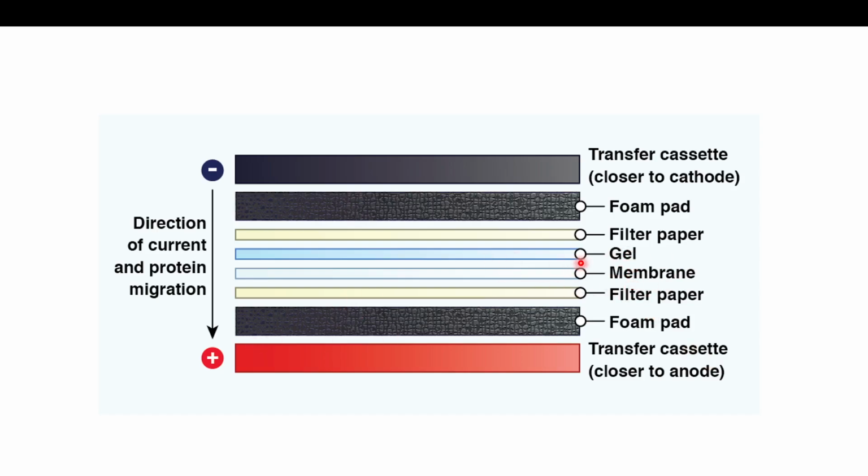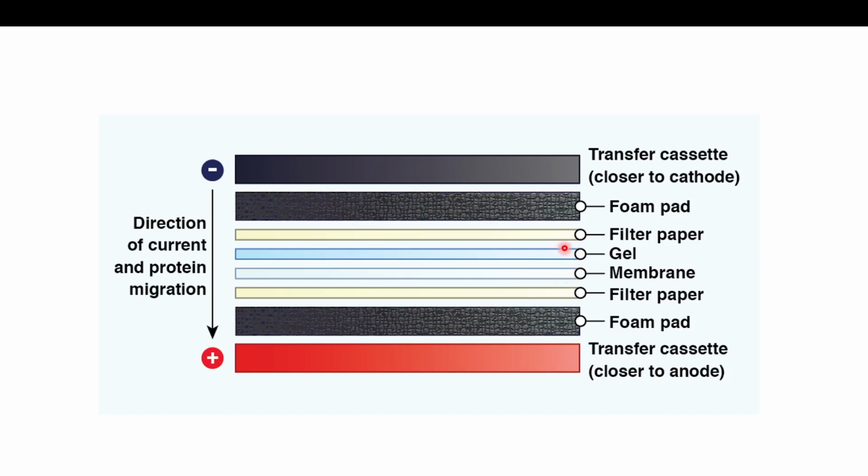Why? Because whatever protein bands are there on the gel will be transferred onto the membrane. Due to the movement of electrons from this electrode to this electrode, like the cathode to the anode, the protein bands will eventually be transferred from the gel to the membrane. So this movement of electrons will do that.